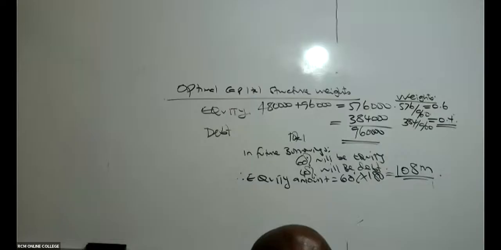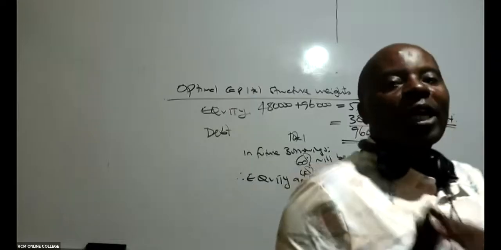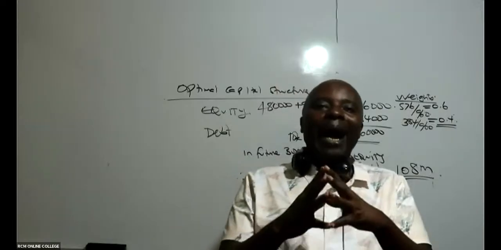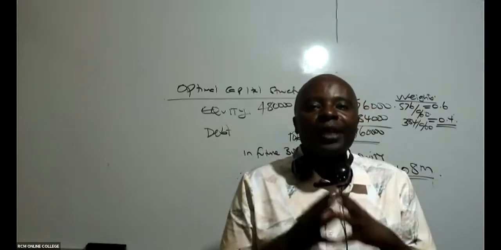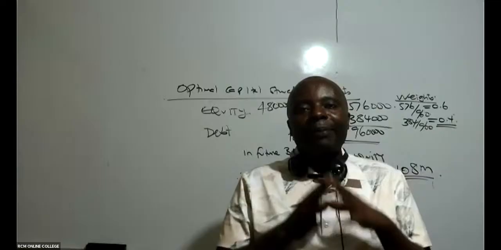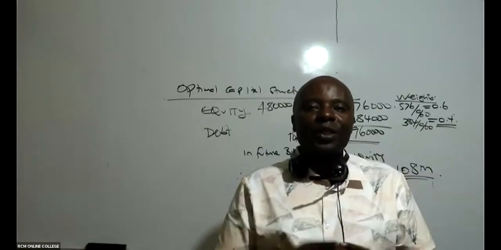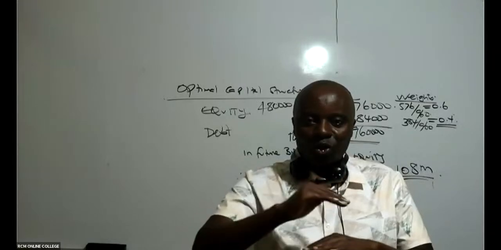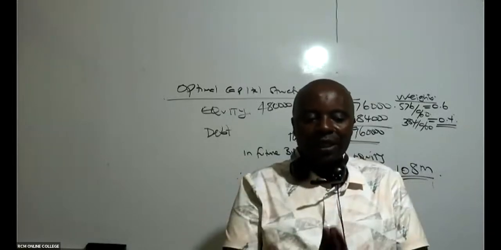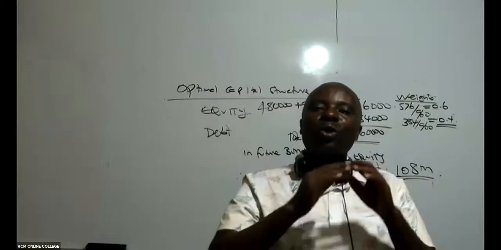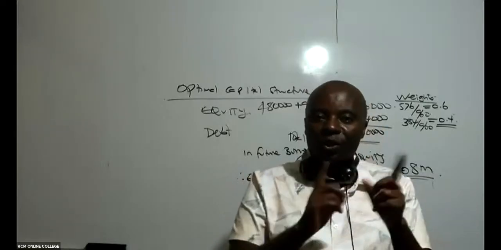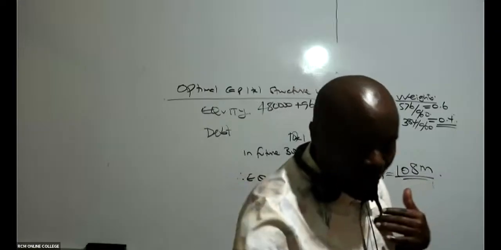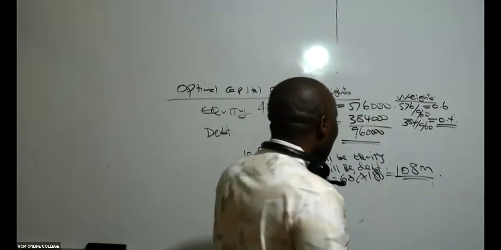By definition, remember that the optimal capital structure is that capital structure that minimizes WACC, where the cost of capital is at its bare minimum. That is what we call the optimal capital structure. We don't want to move from those percentages.